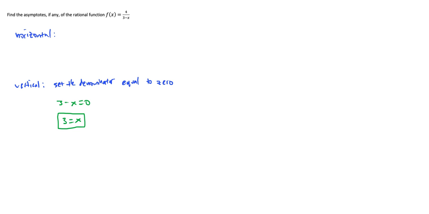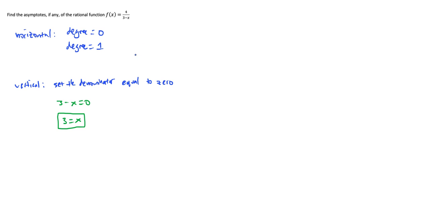Now, to find the horizontal asymptote, we have to do three things essentially. We have to get the power of the numerator, or the degree, and the degree of the denominator, and compare them. In this case, the degree of the numerator, well, 4, there's no x in the numerator, so the degree of the numerator is 0. And the denominator, we see that the highest power of x here is just this guy, so that's x to the first power. So the degree of the denominator is equal to 1.